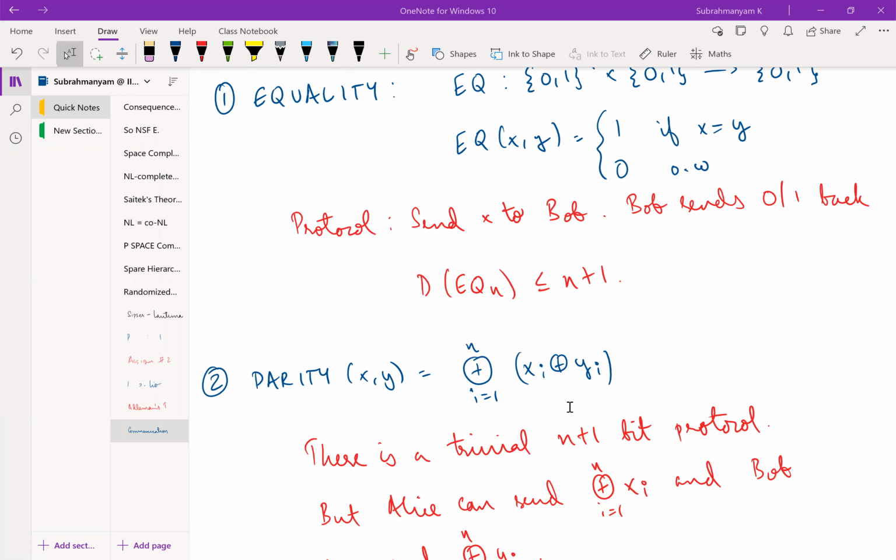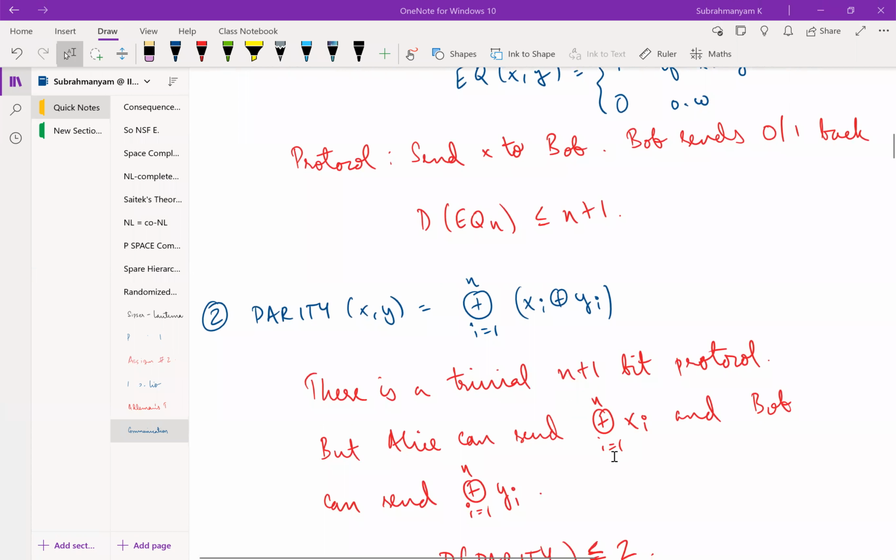So just like equality, we can have the trivial n plus one bit protocol. Alice could send her entire input X to Bob and Bob could respond with a 0-1 answer. However, there is a better protocol that uses even fewer bits. Alice can just check how many ones she has. She doesn't even need to send the count.